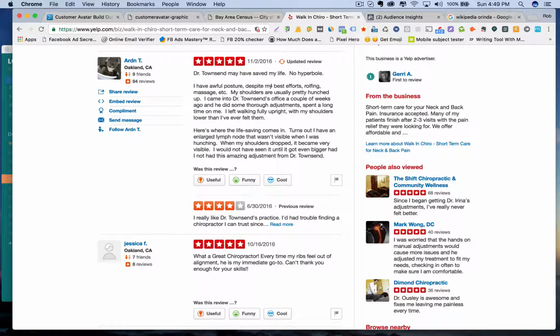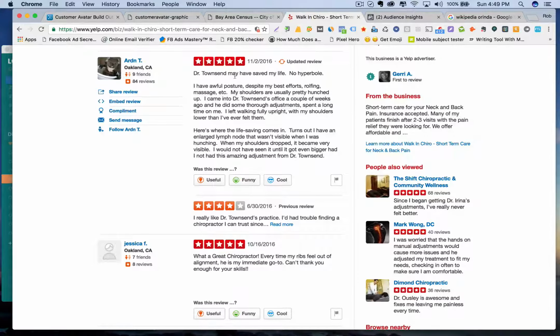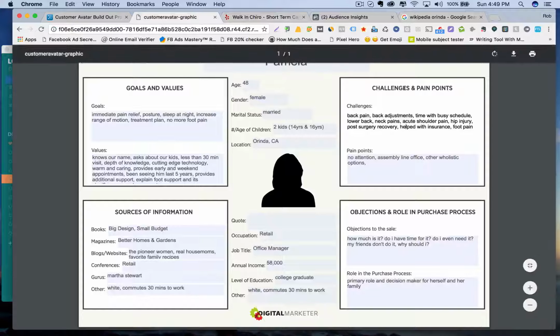Awful posture despite my best efforts. My shoulders usually hunched up. I came in a couple weeks, spent time. I left walking fully upright. My shoulders, life-saving income. Turns out I have an enlarged lymph node. When the shoulders drop, it became visible. I would not have seen it until it got bigger. All right, so awful posture. Challenges, I would say awful posture here, right? Shoulders are hunched up. So whatever you read that you can pull to satisfy these categories, that's what you do, because it's coming from the horse's mouth, right?